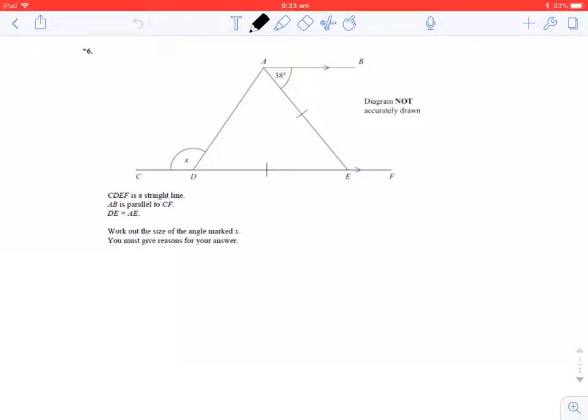So here's an angles and parallel lines question for you to have a go at yourself. Pause this, have a go at the question, and then play it and see if you've managed to get the right answer.